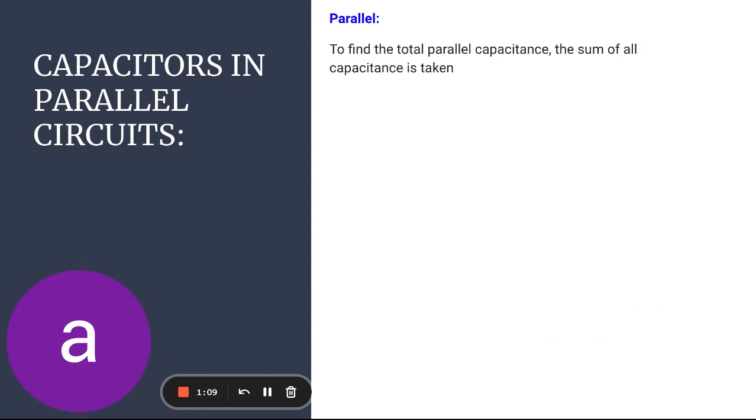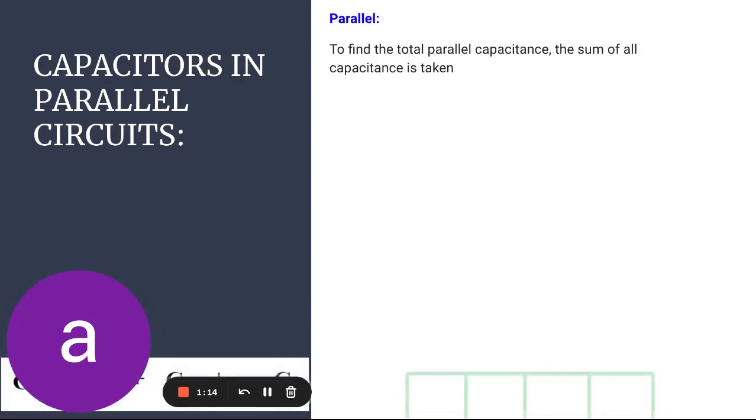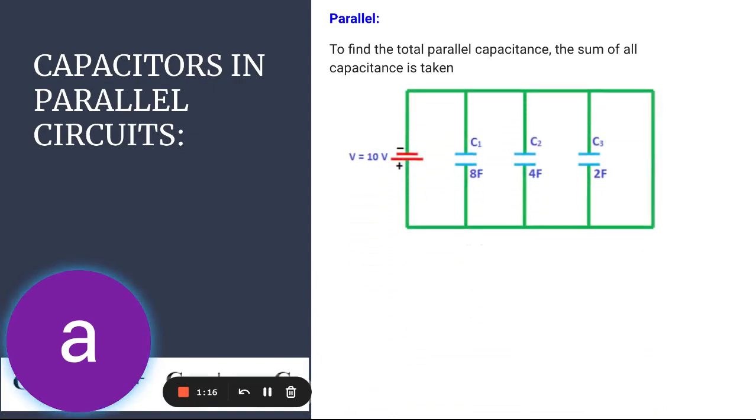Capacitors in parallel circuits. Similarly, to find the total parallel capacitance, the sum of all capacitances is taken. In this example, we have values of 8, 4, and 2 farads. When these values are added together, we get a total capacitance value of 14 farads.